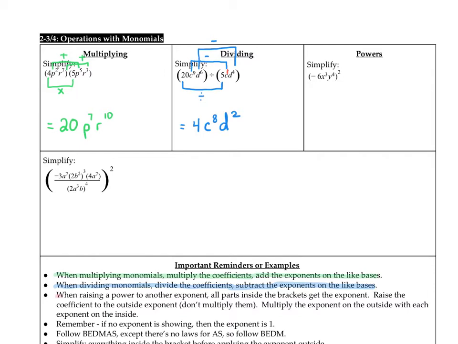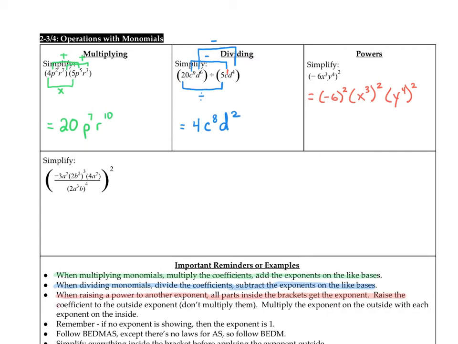Lastly, when raising a power to another exponent, all parts of the bracket get the exponent. So in this example, the coefficient of negative 6 would get the exponent of 2. The x cubed would get the exponent of 2. And the y to the 4 would get the exponent of 2.